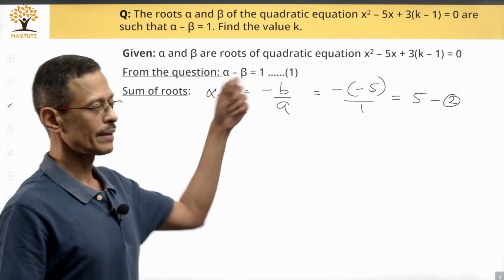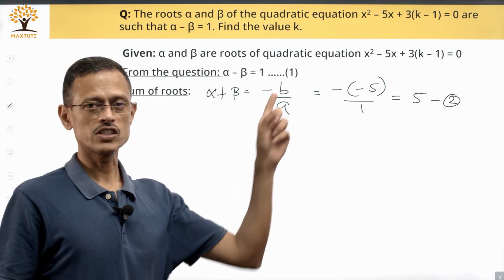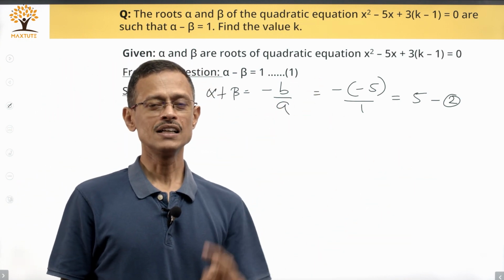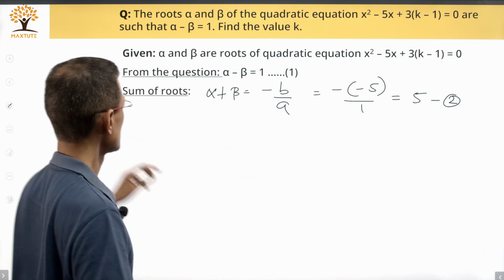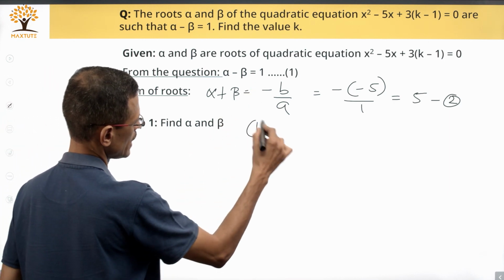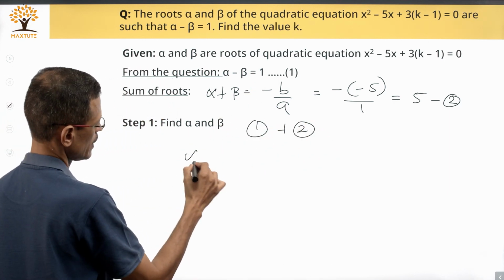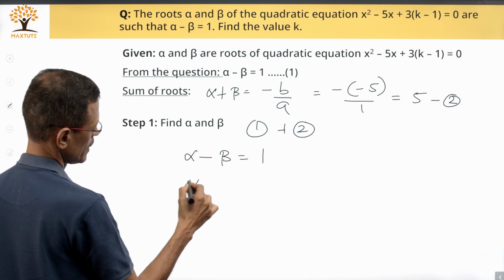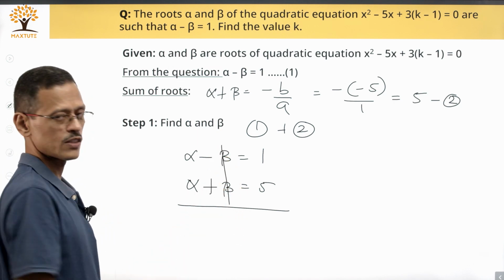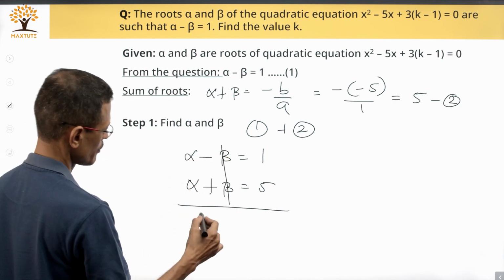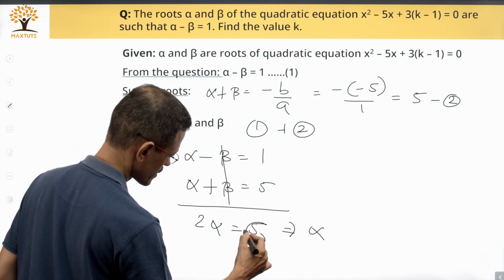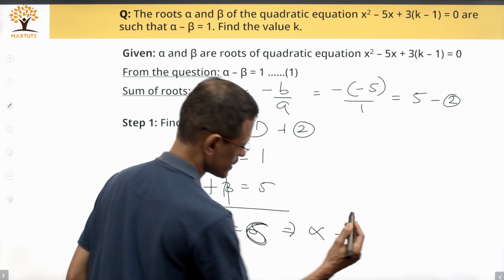Look at these two equations. Alpha minus beta equals 1 is an equation in alpha and beta. The second equation, alpha plus beta is equal to 5, is again an equation in alpha and beta. So two linear equations in two variables. Let's solve these two equations to find the value of alpha and beta. I am going to add these two equations 1 and 2. So we have alpha minus beta is equal to 1. Alpha plus beta is equal to 5. Add the two equations, minus beta and plus beta get cancelled. So we will have 2 alpha is equal to 6, which means alpha is equal to 3.